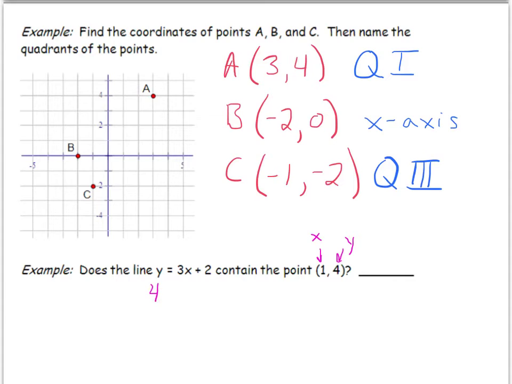So we're going to do that. So we said 4 equals 3 times 1 plus 2. Now, if this ends up being a true statement, then yes, the point sits on the line. If it does not equal each other, then it does not sit on the line.